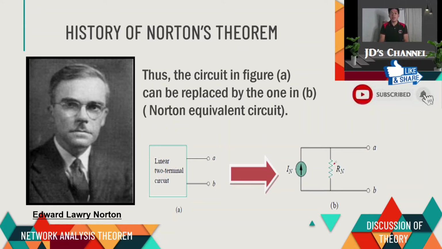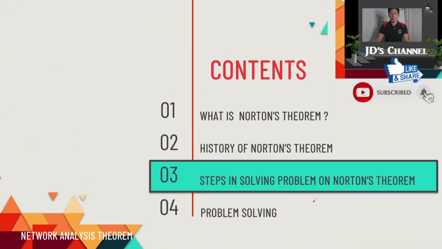Thus, the circuit in figure A, so ito yung class, ayan, ito yung original circuit natin class, ay makokonvert natin siya dito sa Norton's equivalent circuit na ito. So, kung makikita ninyo, yung ating current source ay nakaparallel doon sa ating resistance. Yan yung ating Norton's equivalent theorem. So, we go now sa steps in solving problem on Norton's Theorem.